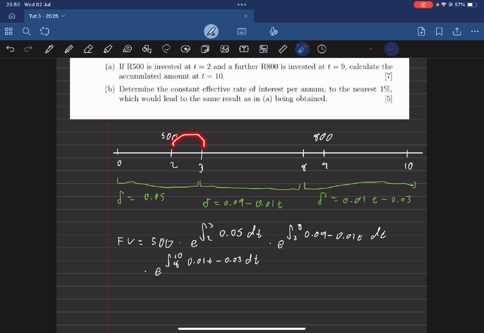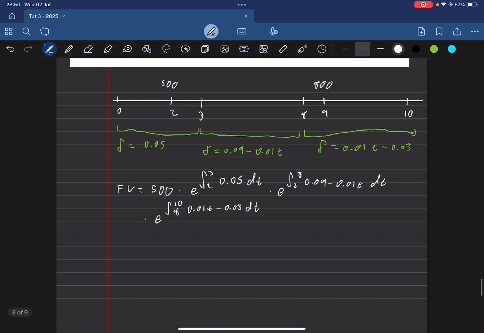So we did that one jump, we did the second jump, and we did the third jump. So now this 500 has been moved forward. Now to the 500 we need to add 800 times, so the 800 is here, so we just need to move it forward for 1 year, so we need to multiply it by e to the power of the integral from 9 to 10 at that force of interest, 0.01 t minus 0.03, dt.